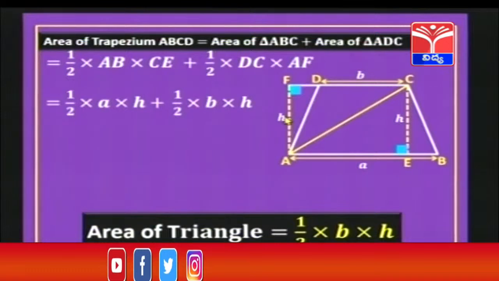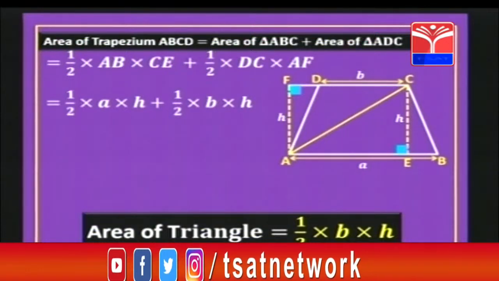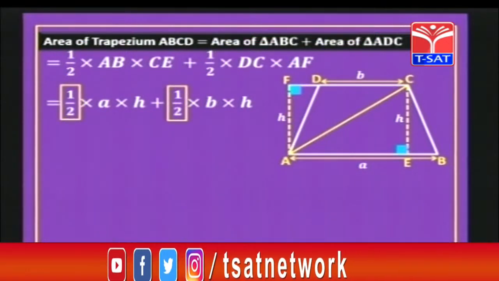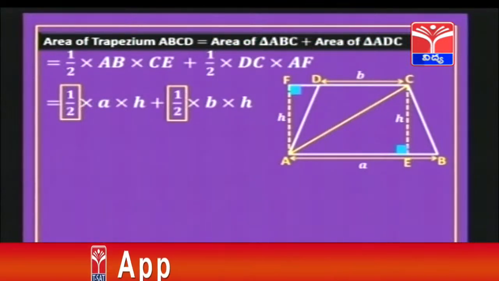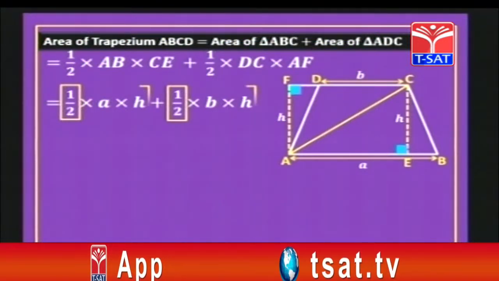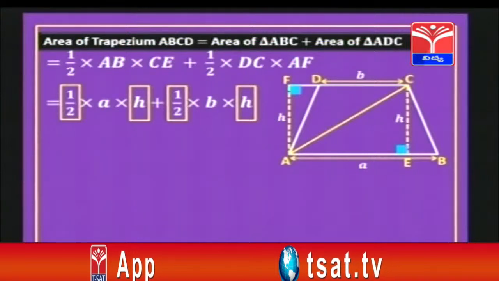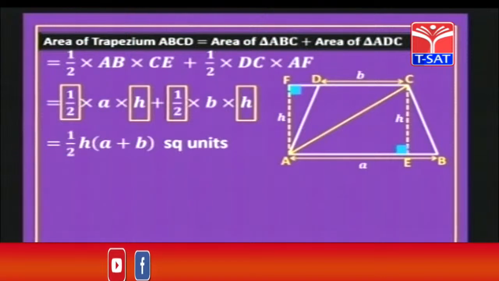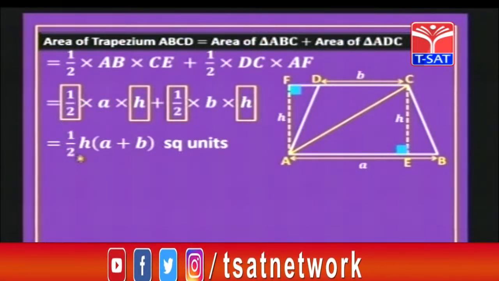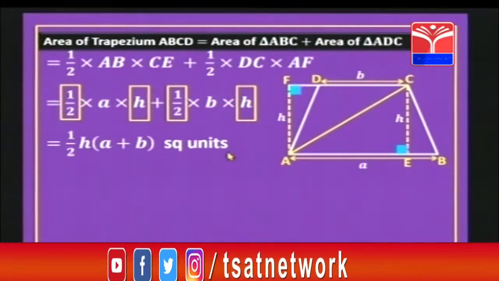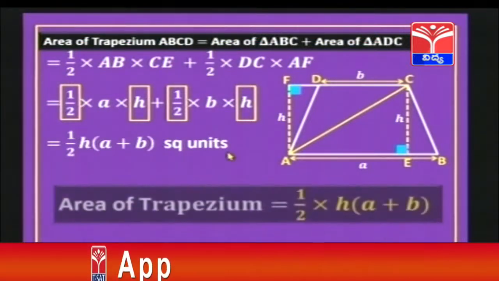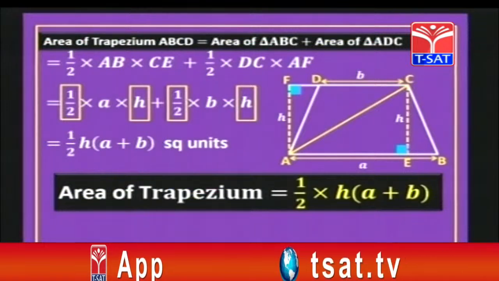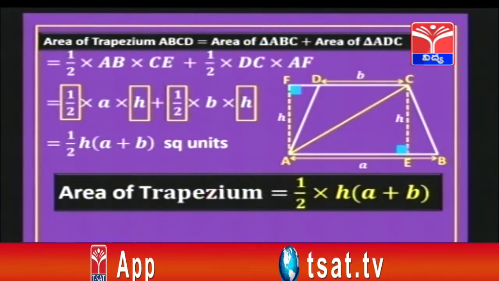Children, in these two terms, can you notice anything common here? That's right. We notice half is common, and anything else, children? You're right once again, that is h is common. Now taking half h common, we are left with a plus b. So we get half into h into a plus b square units. So this is the area of trapezium formula, that is half into h into a plus b square units.